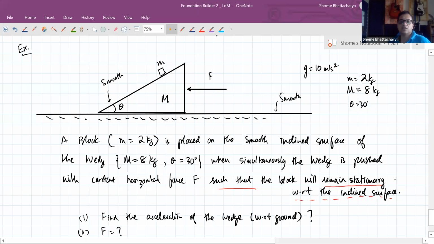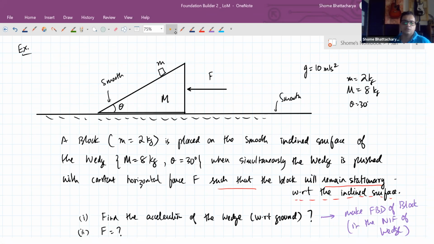Okay. So start working on this question. Now, the hint to you again is that to find this out, you make the FBD of the block in the non-inertial frame of the wedge. Okay. And remember, in that frame, what should happen? The block should be stationary. It should remain in equilibrium. So from that, you will get the required condition. Just try this out. You will get it from that.